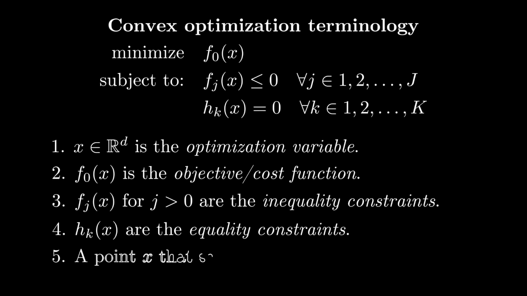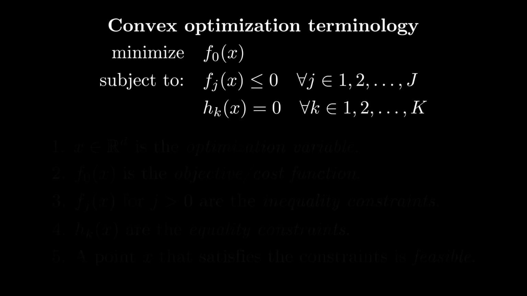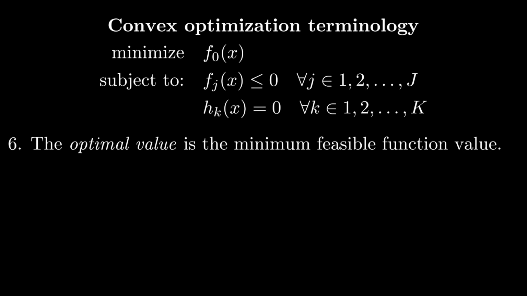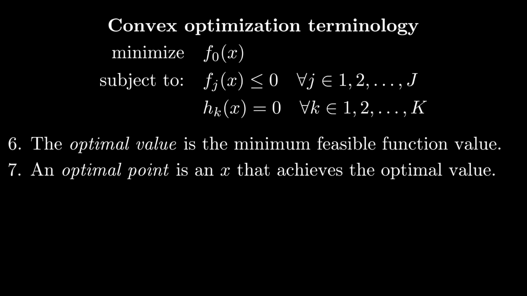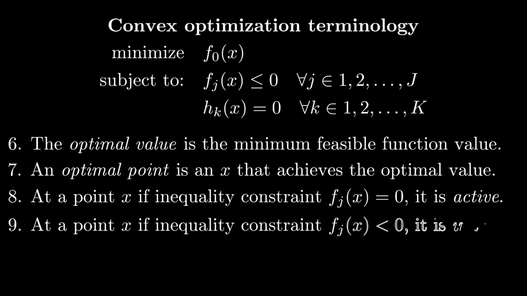The set of points that satisfy the constraints is the feasible set. The optimal value of the function is then the minimum within the image of the feasible set. An optimal point is a member of the feasible set that achieves the optimal value. At some point x, if one of the inequality constraints is 0, then we refer to that constraint as being active. You can think of active constraints as the ones that are actually pushing against the value. Inactive constraints have a function value that is strictly less than 0. An inactive constraint at the optimal point wouldn't change the optimal point or the optimal value if it was a little bit different.